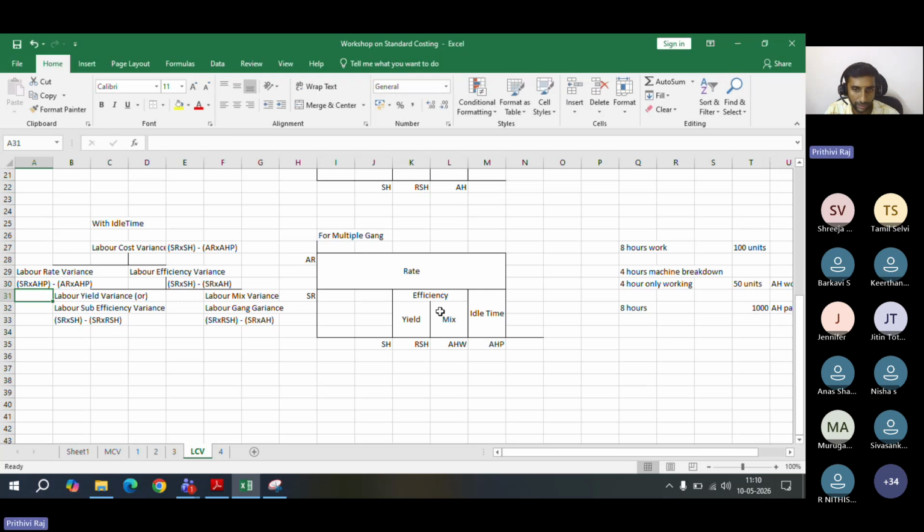Labor efficiency variance, this box: SR into SH minus SR into AHW. As I said, actual hours worked. Yield variance: SR into SH minus SR into RSH. There won't be any change. Mix variance is SR into RSH minus SR into AHW. Now you have a new variance called idle time variance. Let me put this further right.